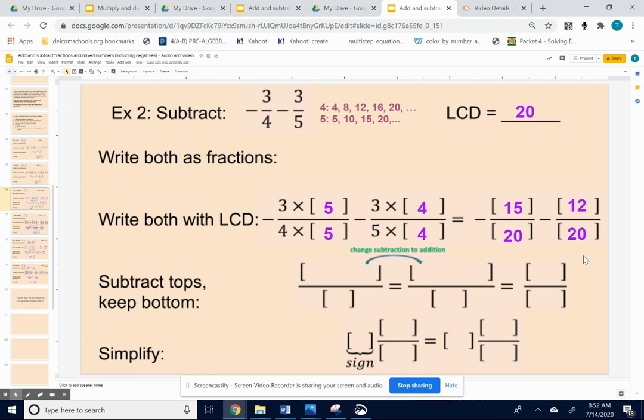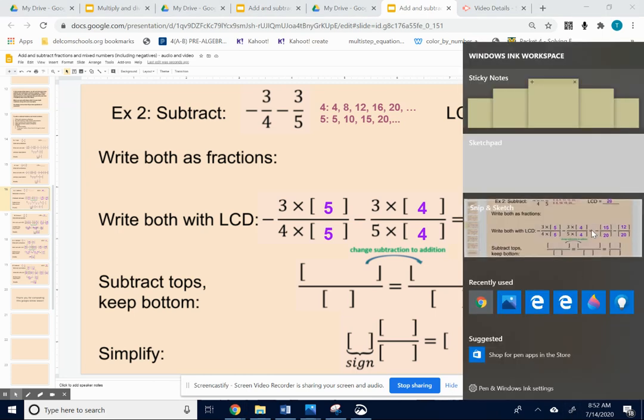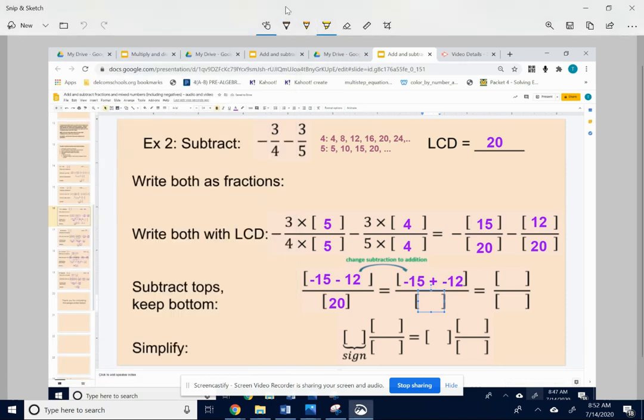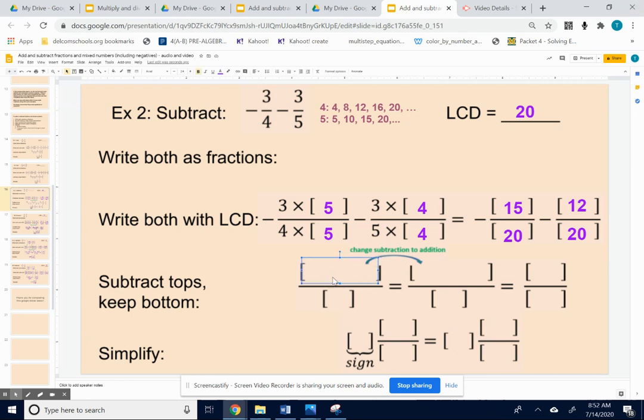Now we want to subtract the tops, keep the bottom. When you subtract the tops, just look at everything but the 20s. We have a negative, we have a 15, we have a subtract, and we have a 12. Negative 15 minus 12. So that would be what we're going to subtract. So I'm going to go ahead and just type it in. Negative 15 minus 12. Keep the 20.